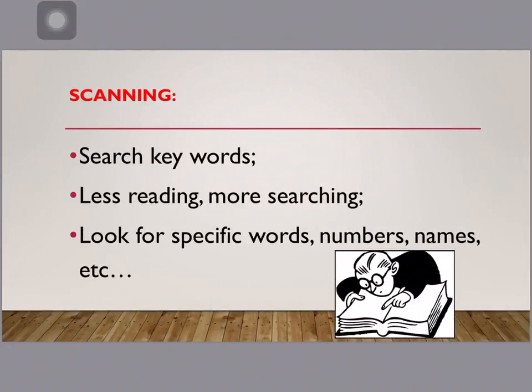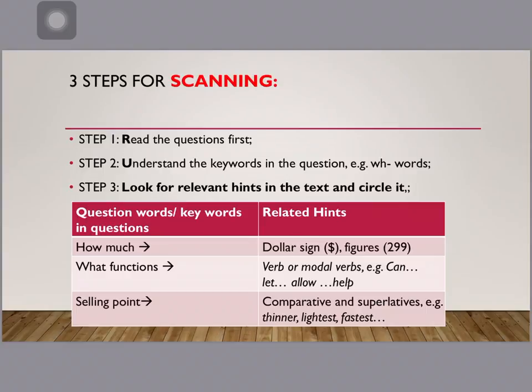So what about scanning? It's very different, because when you scan, you look for keywords. We tend to have less reading and more searching, and we look for specific words like numbers, names, and so on. There are mainly 3 steps, a very important part. First step: instead of reading the heading, the title and so on, we read the questions first.